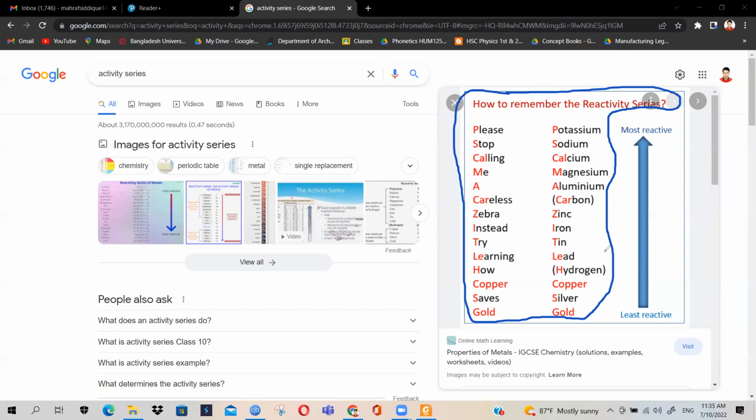I can write fast with just that. I didn't do the other column, I just did the first one. "Please stop calling me a careless zebra. Instead, try learning how copper saves gold." This one. Yes. Okay, good. So then fill it up. Would you be able to fill up the next column by yourself? At least take a screenshot if you find any division. All right.